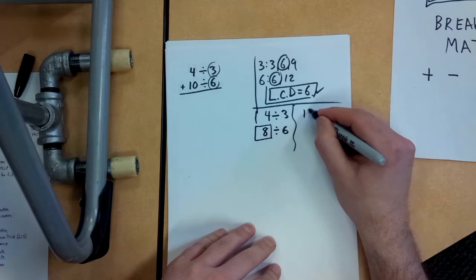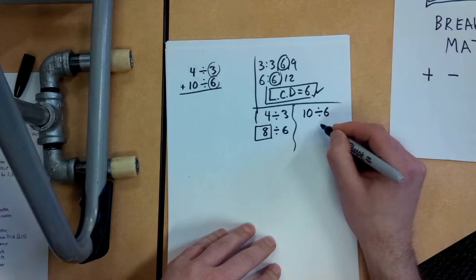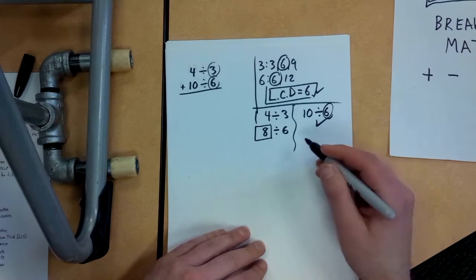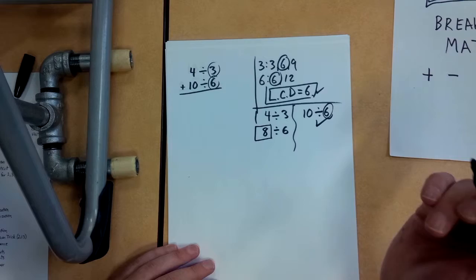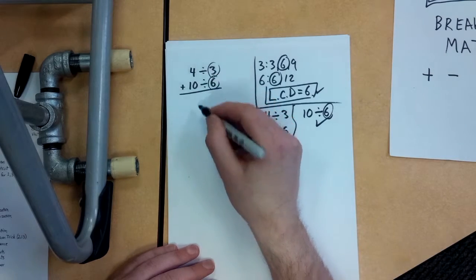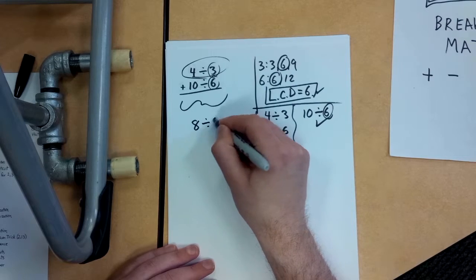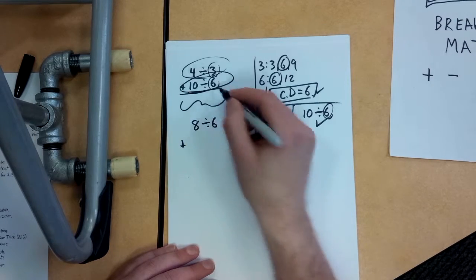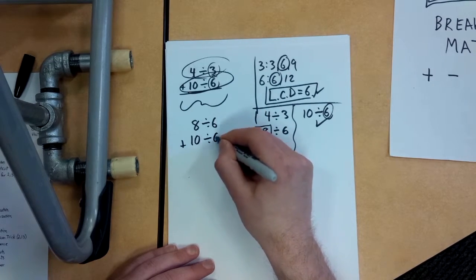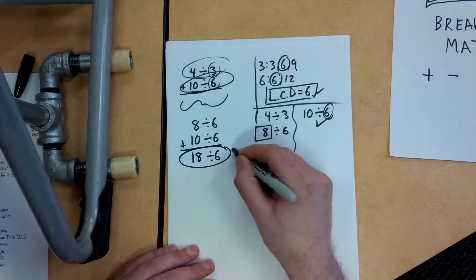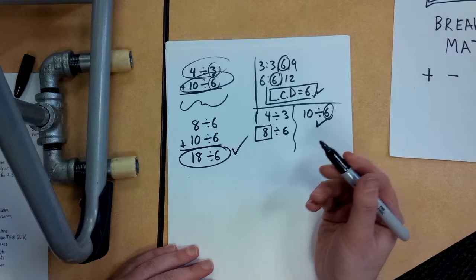Try the other one. 10 divided by 6 is going to be, well, hang on, it's already out of 6, so there's nothing I have to do there. That's great. So with that being said, I'm going to just rename my first line to be 8 divided by 6, and then use the same second line, plus 10 divided by 6. And I'm going to add them together. I get 18 divided by 6. Perfect. And now I just have to finish the question.